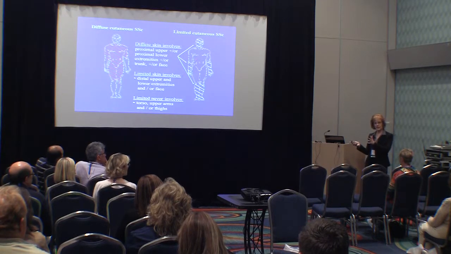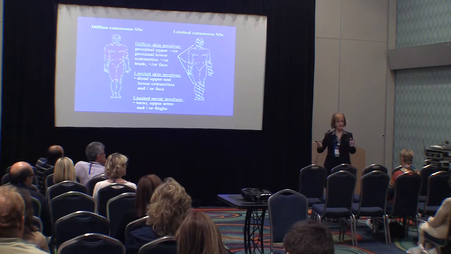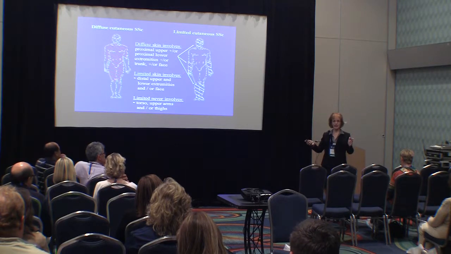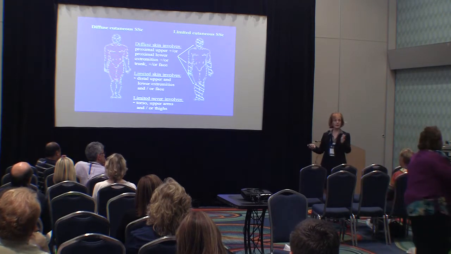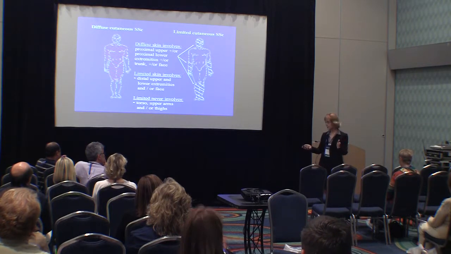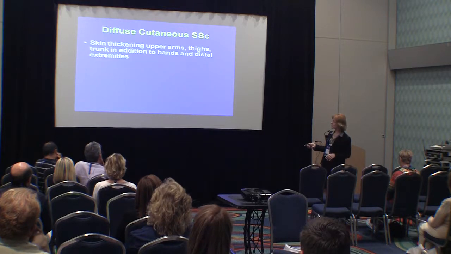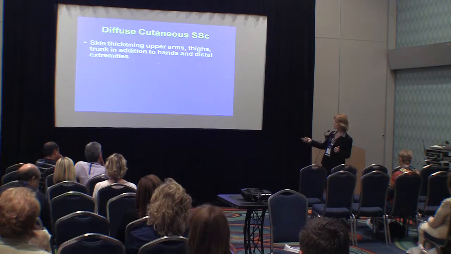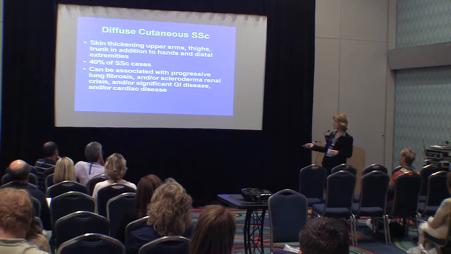And the reason to make that distinction from the point of view of a physician is that people who have more extensive skin involvement, like the diffuse disease, tend to have more frequently internal organ involvement as well. So people with diffuse disease are followed a little more frequently, a little more carefully, than people with the limited disease. So for diffuse skin thickening, not just of the fingers, but also of the upper arms or thighs, in addition to the fingers and hands, 40% of scleroderma cases.